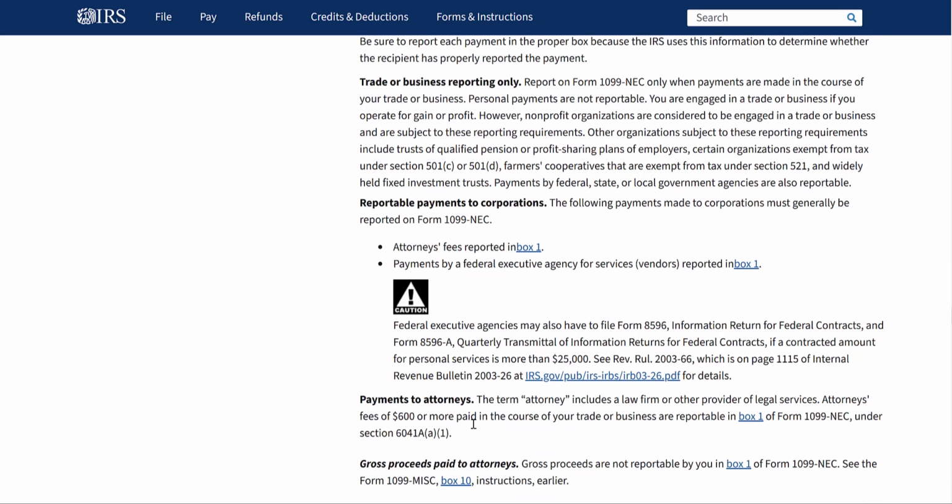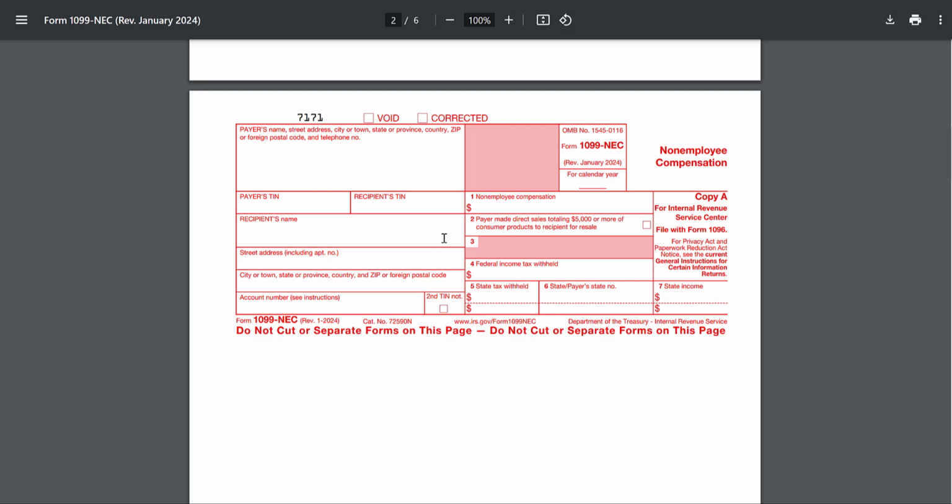So, payments to attorneys, they are reportable on 1099 NEC, regardless of whether or not they are corporations. Other businesses, as long as they don't fall under the exceptions for corporations, they still receive a 1099 NEC, okay? So they would still receive one.